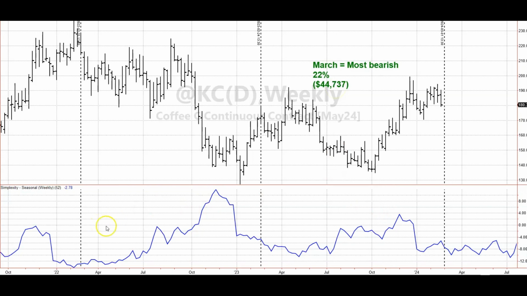If we look at the Simplexity seasonal indicator at the bottom, 2 years ago, the indicator actually showed a slight increase or pretty flat for the month of March. Last year, we saw a pretty good decline in the indicator. The indicator looks virtually the same this year.